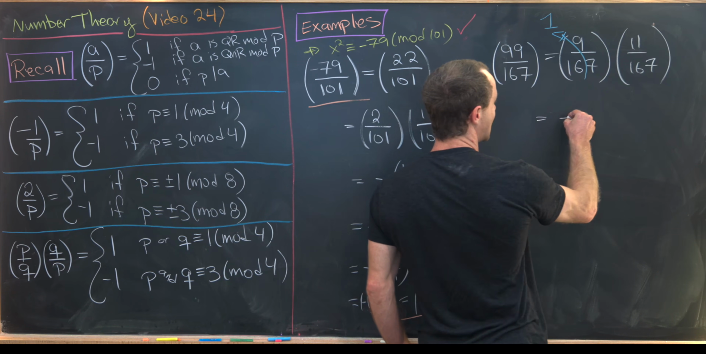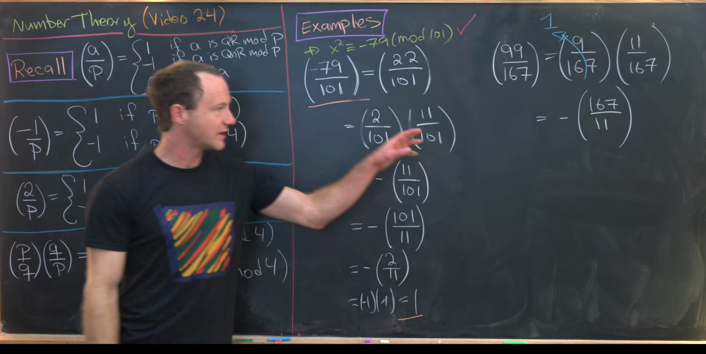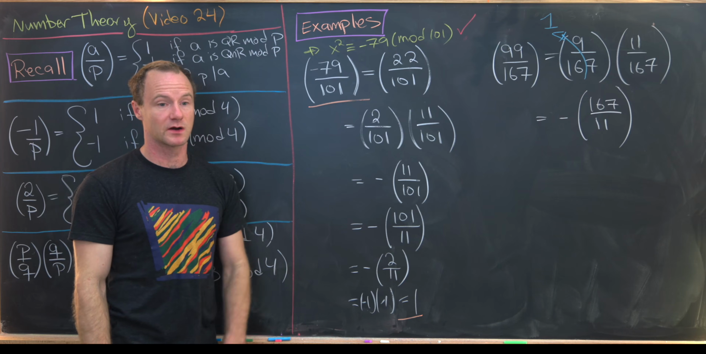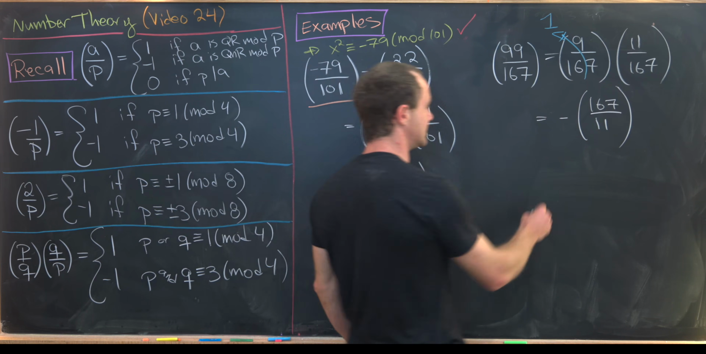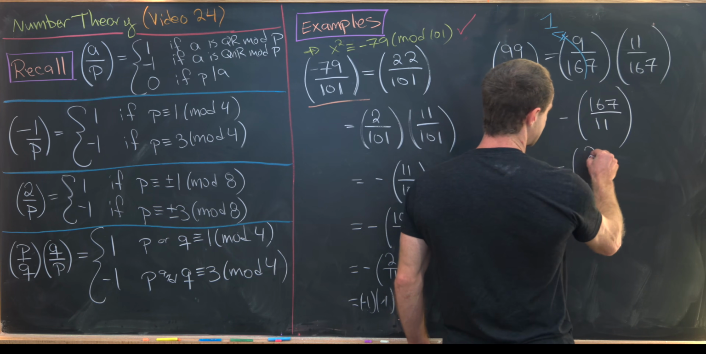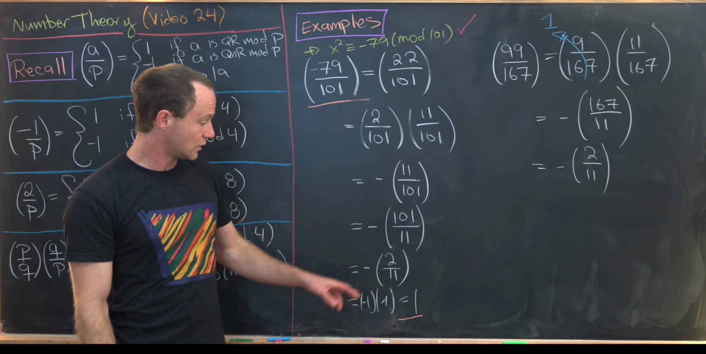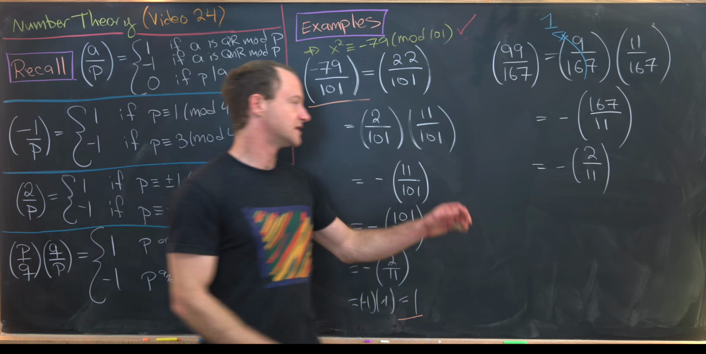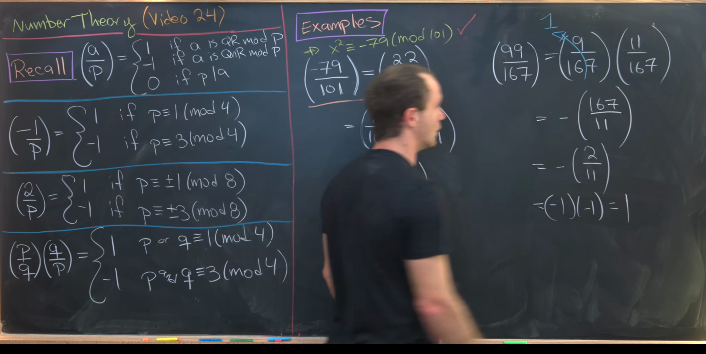So this will give us a minus sign, 167 by 11. And now we can start reducing the top part mod 11. That top part is 2 mod 11, so here we've got minus 2 by 11. Now we can do the same thing again. Well, look, we ended up at the same spot. So this is going to give us a minus 1 times a minus 1, which is 1.